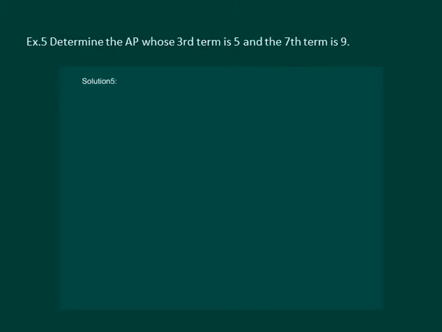Let us read the question. Determine the arithmetic progression whose 3rd term is 5 and 7th term is 9. In other words, we are given A3 equal to 5 and A7 equal to 9. Let us substitute in the formulas. We have A3 equal to A plus 3 minus 1 D. A3 is given as 5, so A plus 2 D equals 5. Mark this as equation 1.